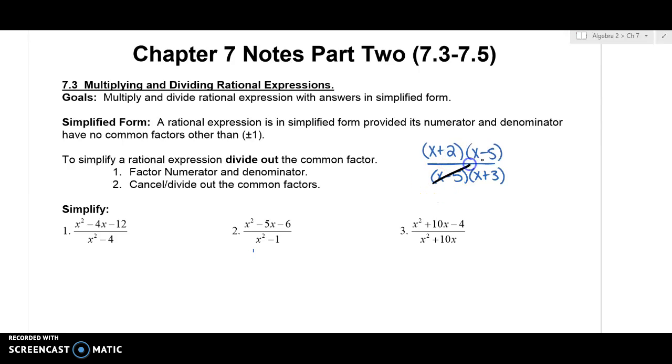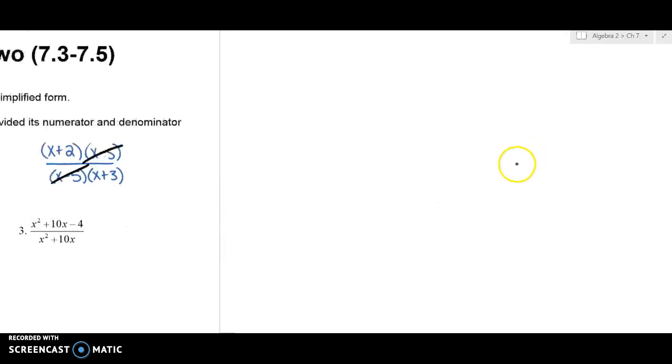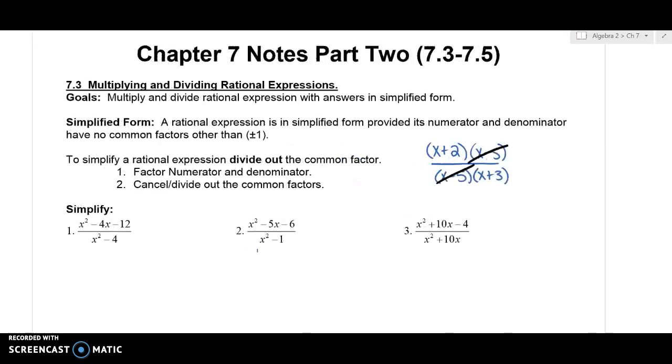X minus 5 matches x minus 5, so we can cancel those. And this gives us the simplified expression (x + 2) over (x + 3). Now, I write my answer with parentheses because if you don't write it with parentheses, it's not wrong, but it's really easy to make a huge mathematical error.